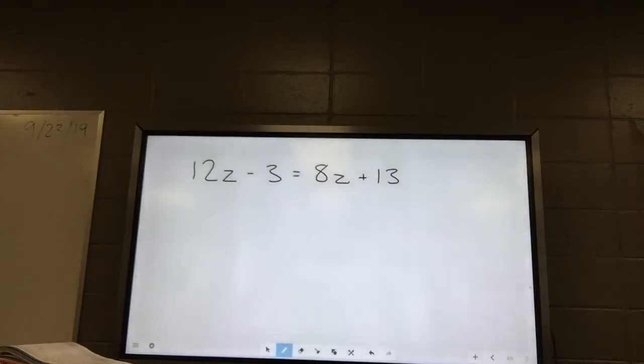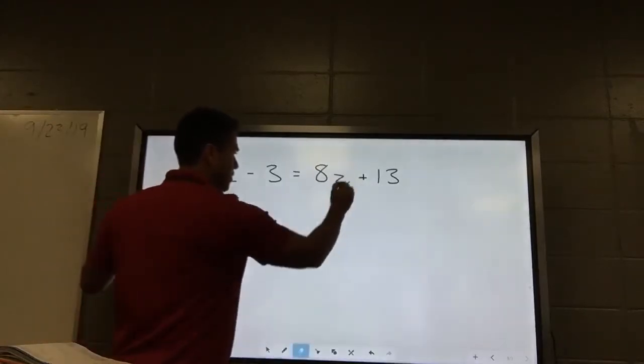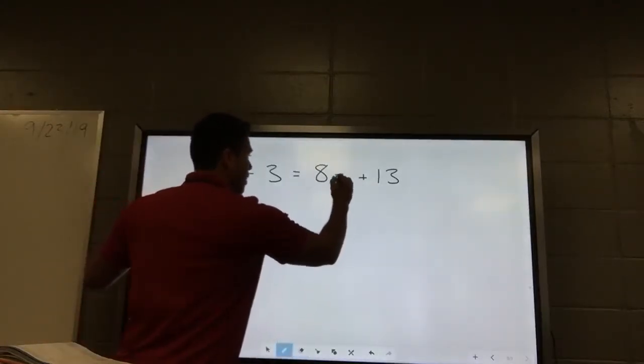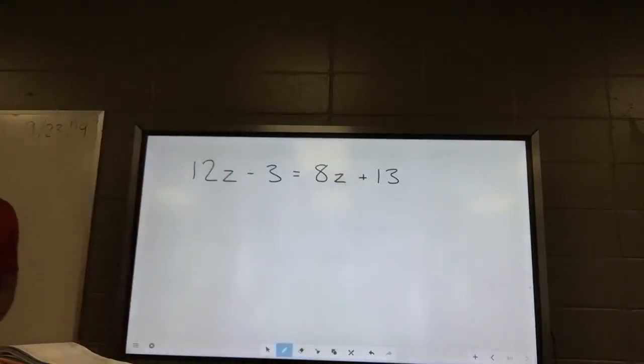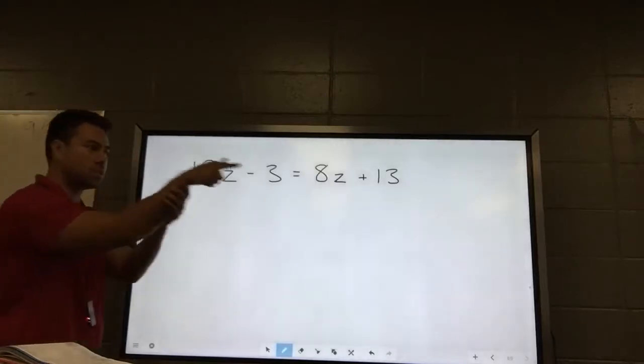All right, this one's cool because we're going to do it several ways. Okay, let me get your way first. What I'm trying to do is find out what Z is, but it's not even in one spot. Z is not even in one spot. So I'm not going to start undoing things until the variable's in one spot.